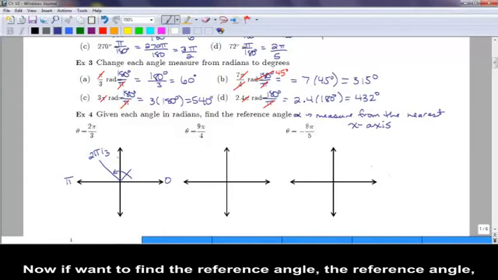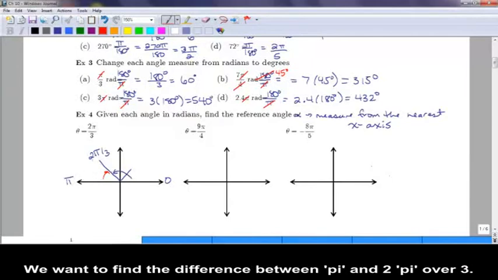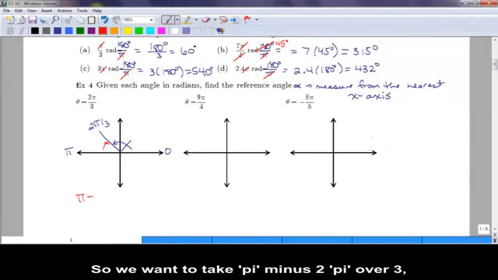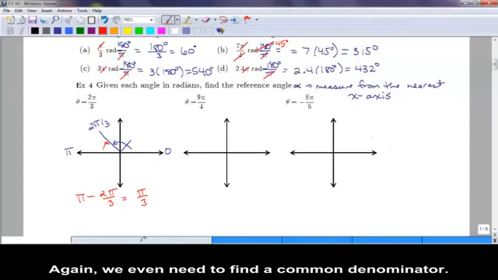Now, if we want to find the reference angle, the nearest x-axis is actually the negative x-axis. And so we're going to draw the angle up here. We want to find the difference between pi and 2 pi over 3. So we want to take pi minus 2 pi over 3, which is really 1 minus 2/3. So we end up with 1/3 of pi, or pi over 3. Again, we would need to find a common denominator.